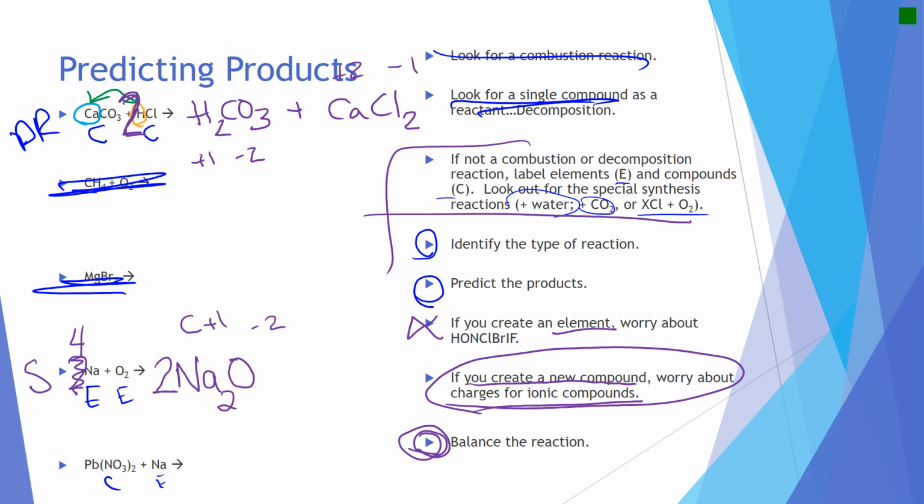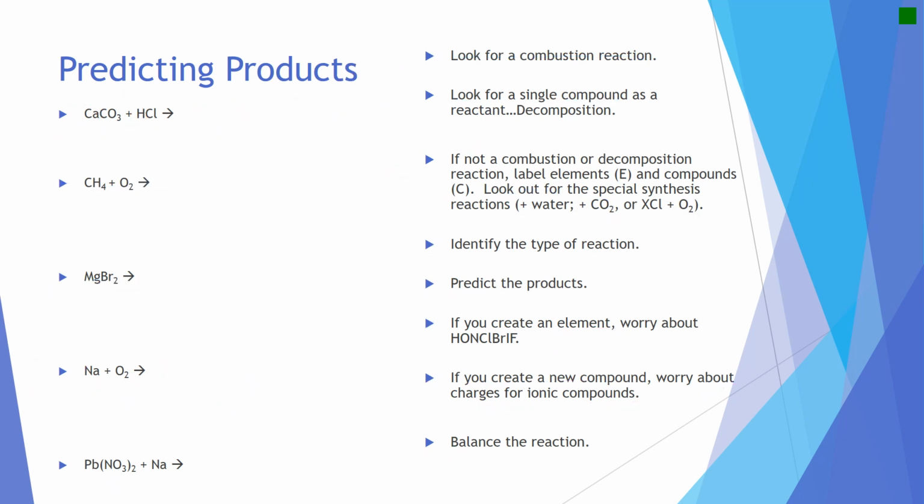In this case, I know that it is not a weirdo synthesis reaction, so I know that Na is a metal and it's going to kick out its, like, other metal. So now Na is going to combine where Pb was, and Na is going to hook up with NO3. And then now Pb is going to be kicked out, and it is all by itself. So when I created this new compound of NaNO3, I need to worry about my charges. Na has a +1, NO3 has a -1, so when you crisscross, they cancel. Pb is an element by itself, so I have to worry about those Hunkelbriefs. It is not one, so I leave it.